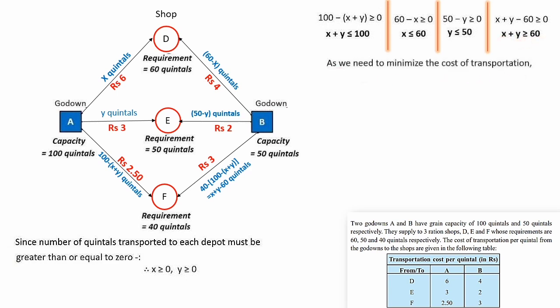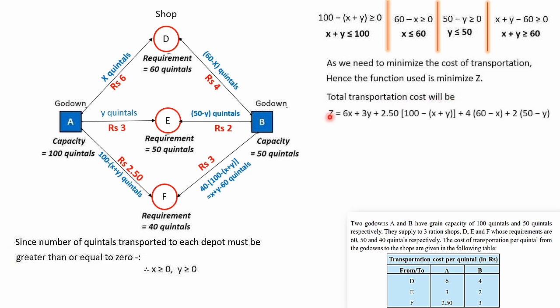As we need to minimize the cost of transportation, that is our question. The transportation must be minimum, and we have to calculate the minimum cost. The function to minimize is the total transportation cost, and this is a lengthy calculation, so you must be very careful. Z is equal to 6 rupees per quintal, X quintals transported, that is 6X. Then 3 rupees per quintal, Y quintals transported, that is 3Y, plus 2.50 into (100 minus (X plus Y)) quintals transported. Plus from godown B, 4 into (60 minus X), plus 2 into (50 minus Y), 50 minus Y quintals at rupees 2 per quintal. Finally from B to F, 3 rupees per quintal, X plus Y minus 60 quintals transported, so plus 3 into (X plus Y minus 60).